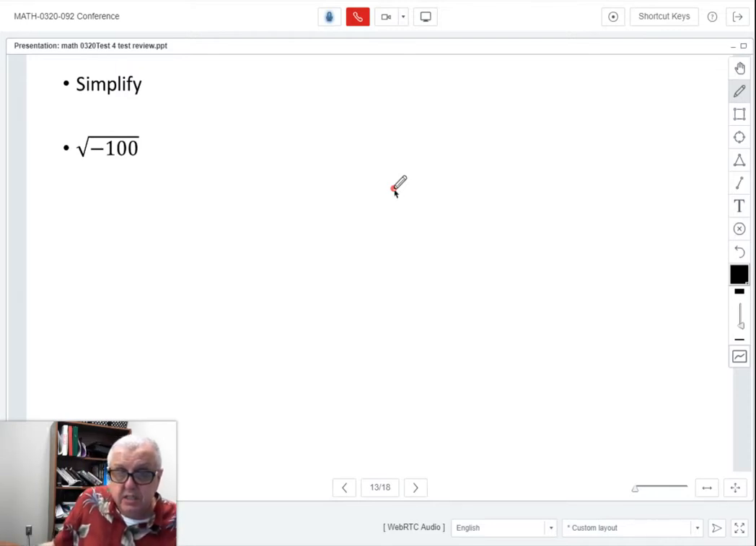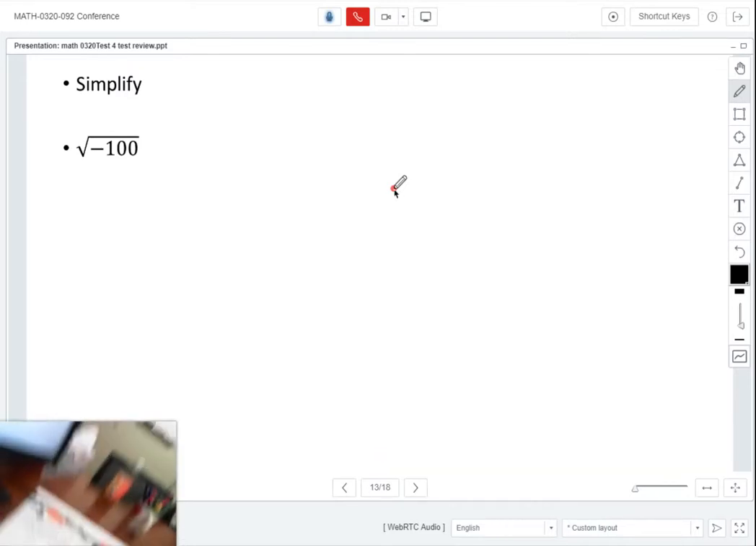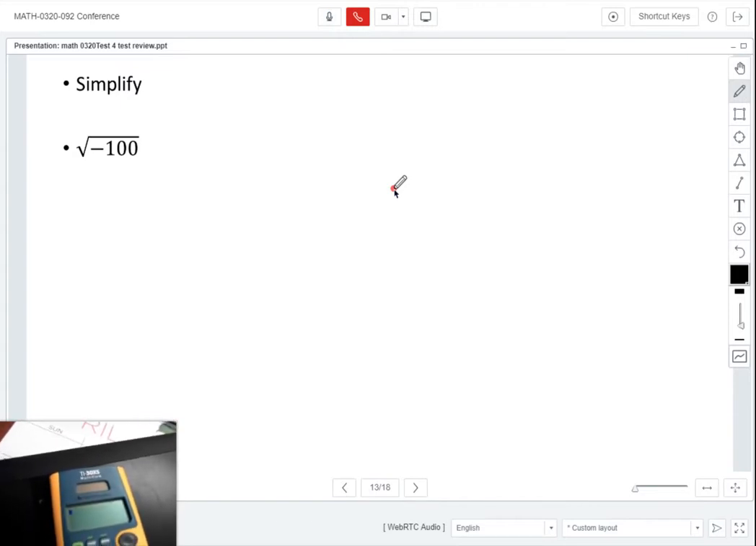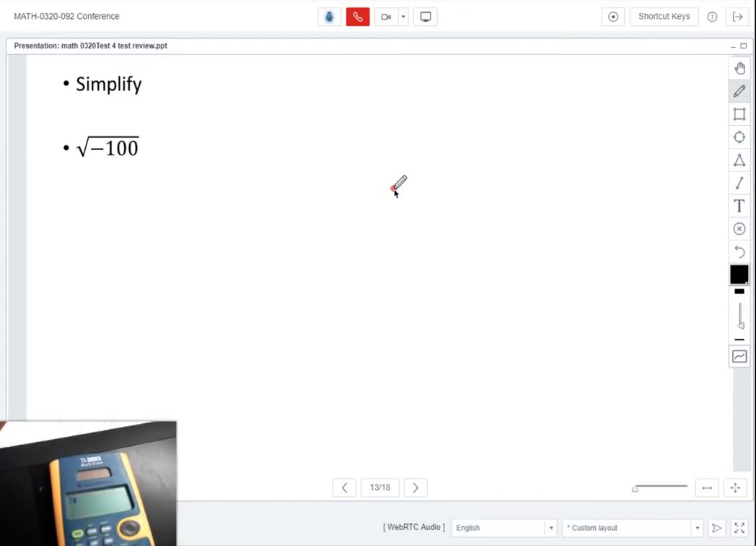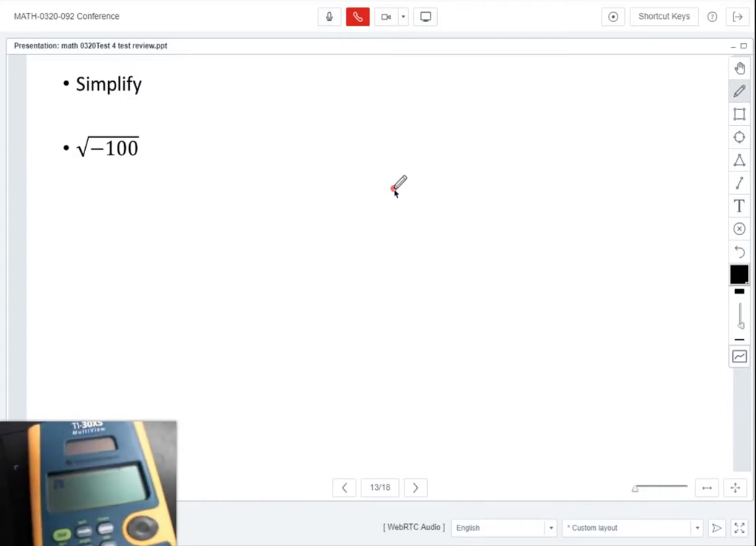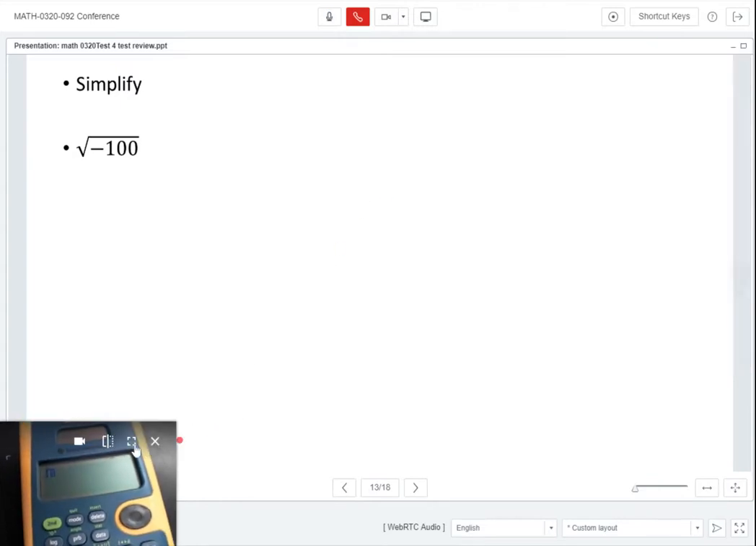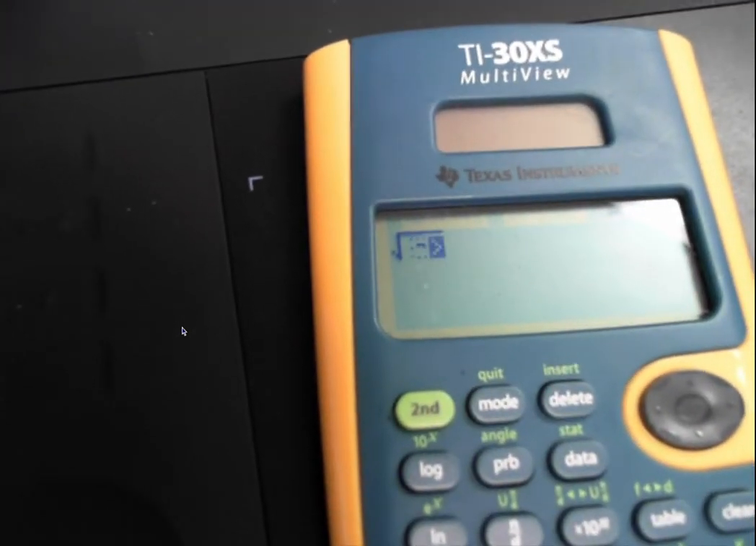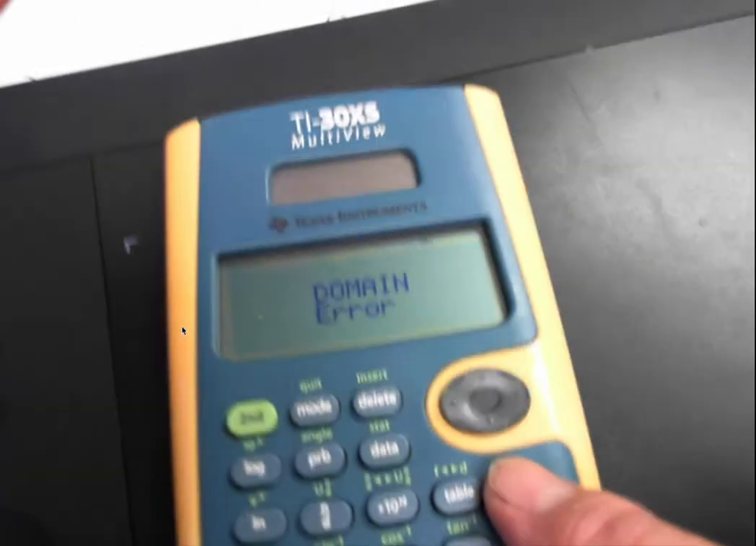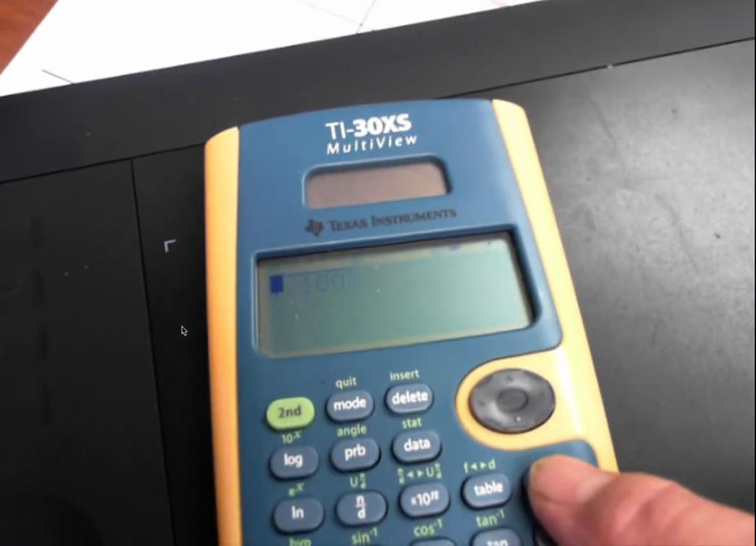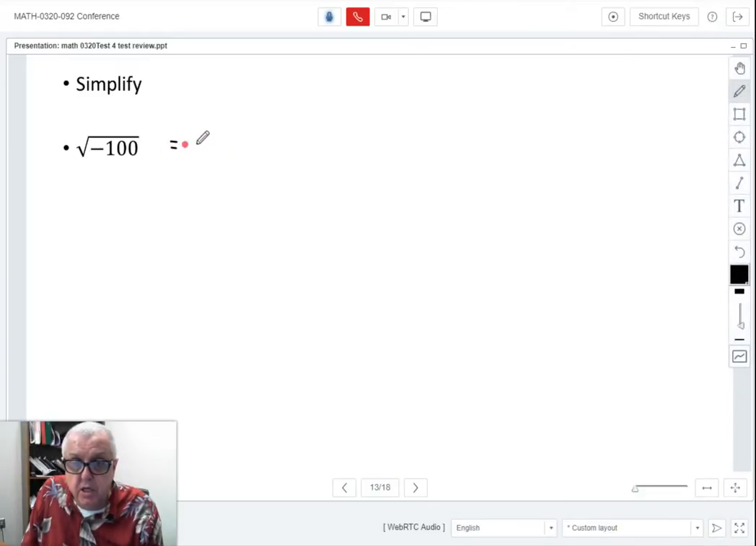Simplify this. Let's put it in our calculator. Square root of negative 100. And hopefully you recognize that right away. You can't take the square root of a negative number. So the answer to this, it's not a real number.